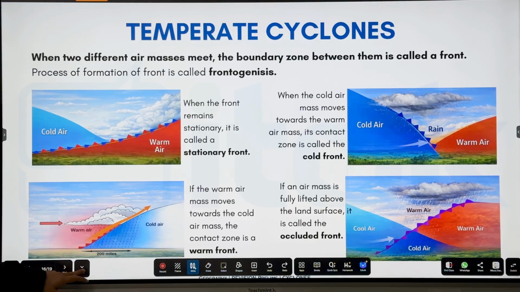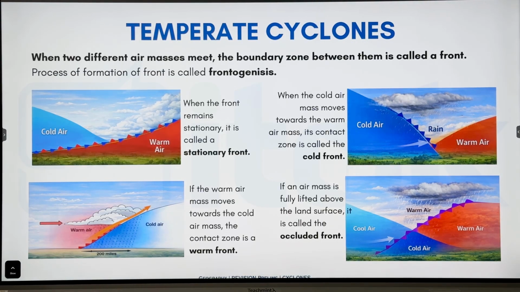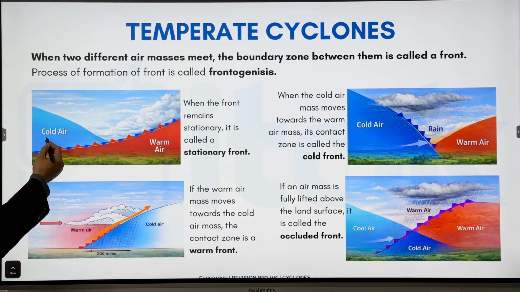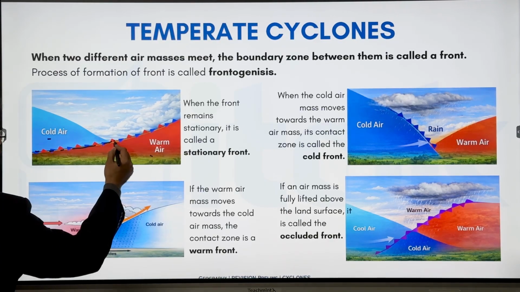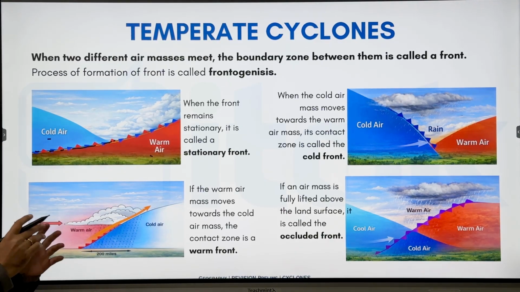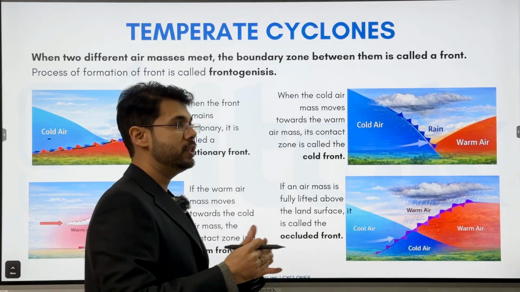Now let us get into temperate cyclones. So when two different air masses meet, the boundary zone is called a front. So this is a front. There is cold air, there is warm air. This is a front. The boundary between the two air masses is a front. Now how do these air masses form?